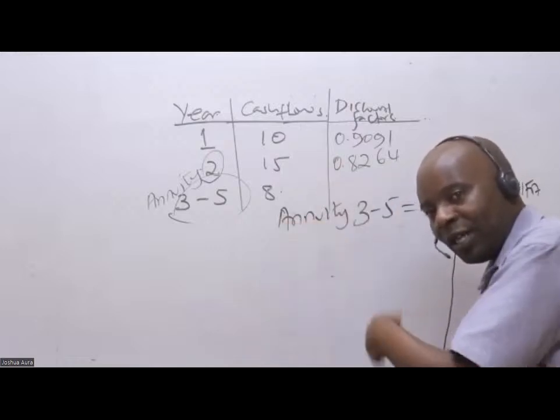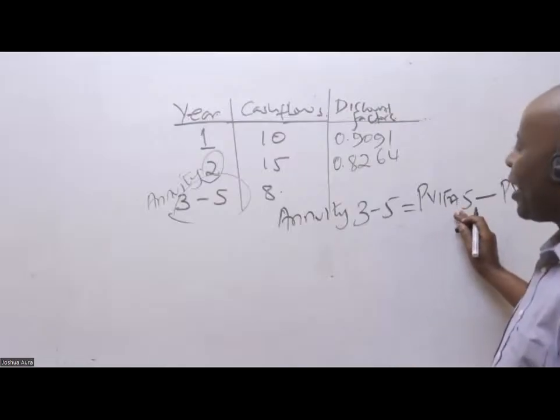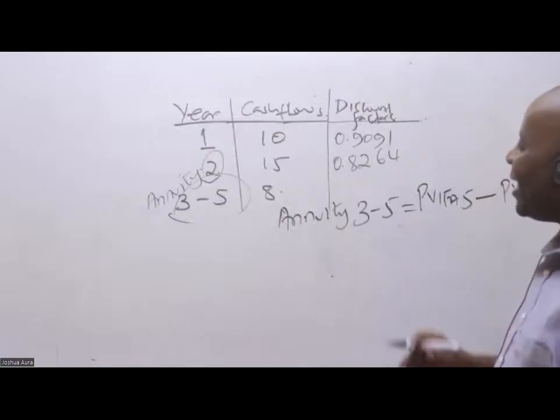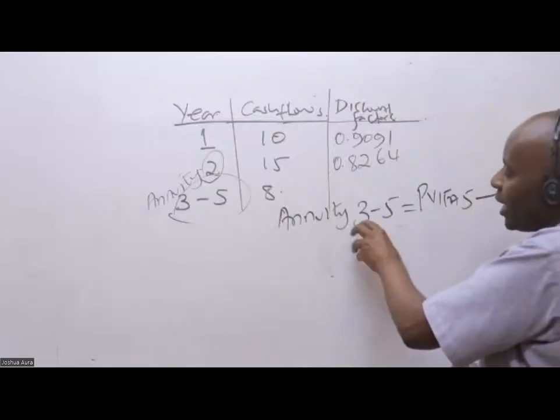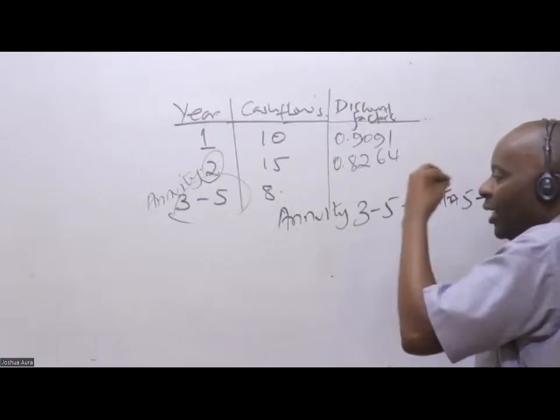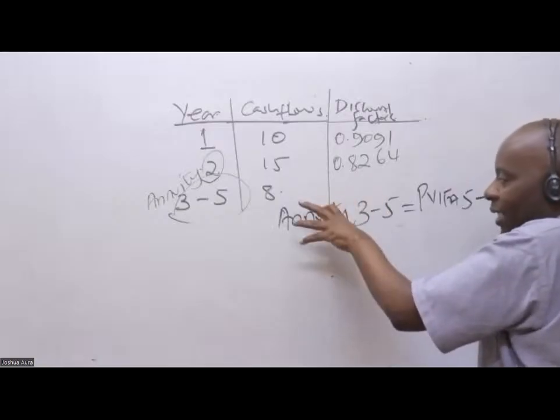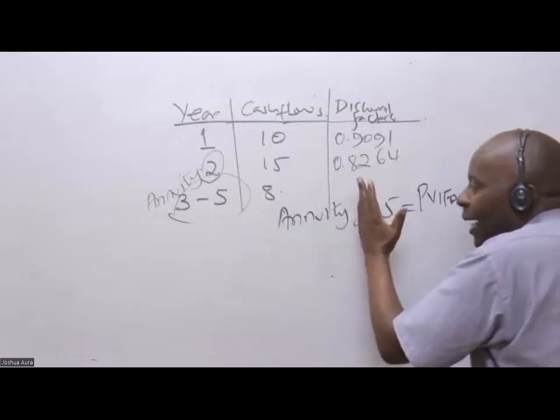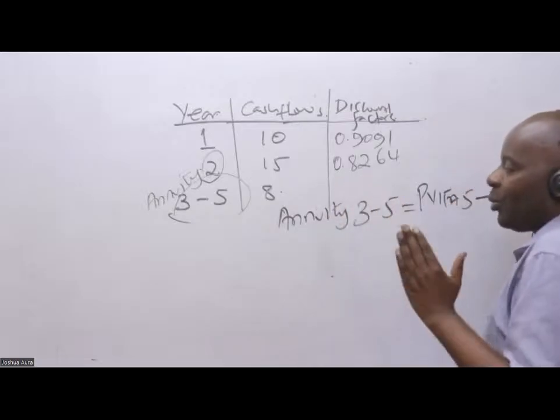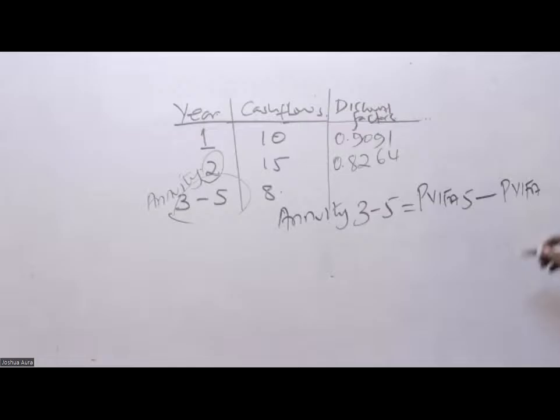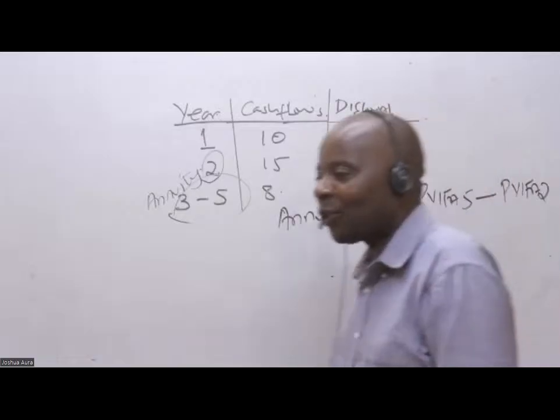So PVIF first 5 years, you have taken years 1, 2, 3, 4, 5. And yet I can see the unwanted ones. The wanted ones are from year 3 to 5. If I look carefully, I can see there is a cut. There are years that are supposed to be cut here, all the way up to year 2, because the wanted ones are 3 to 5. So I'll say minus PVIF year what? Year 2. Minus PVIF year 2.